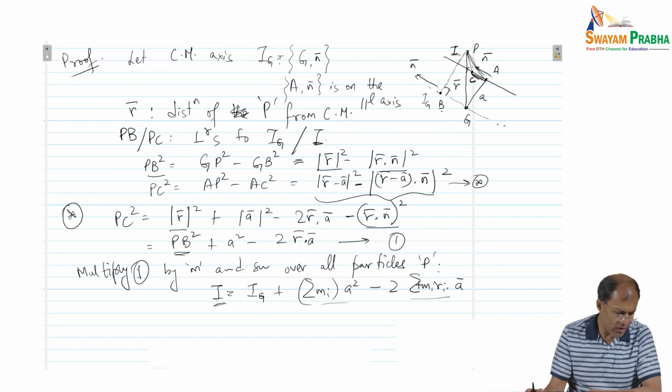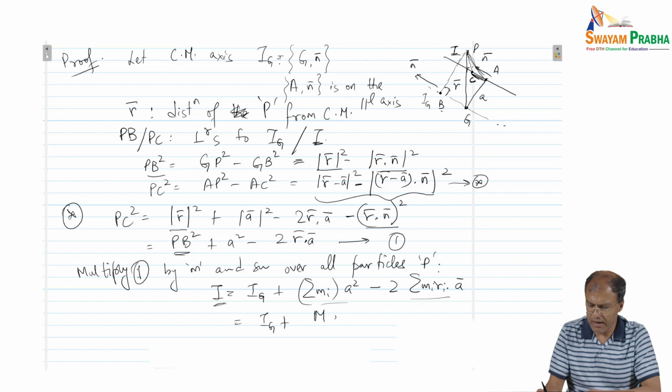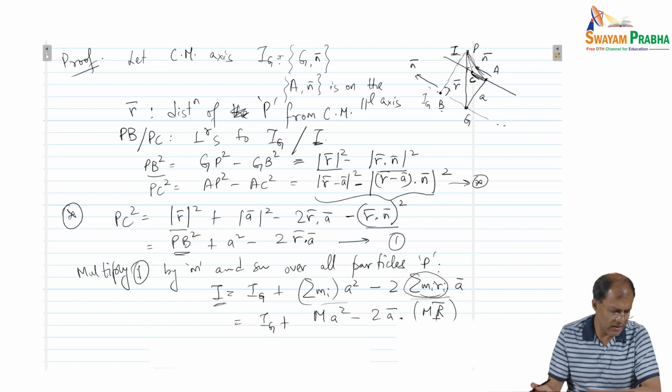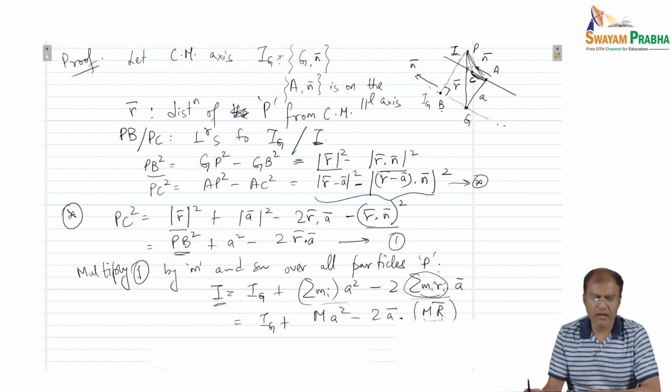Notice that Ri dot A, so then this is Ig plus M. So summation Mi is M, giving M A square minus 2 times A dot M times R. Right? So this quantity summation Mi Ri is nothing but, we can divide by summation Mi and multiply by Mi, so that is M times the center of mass.